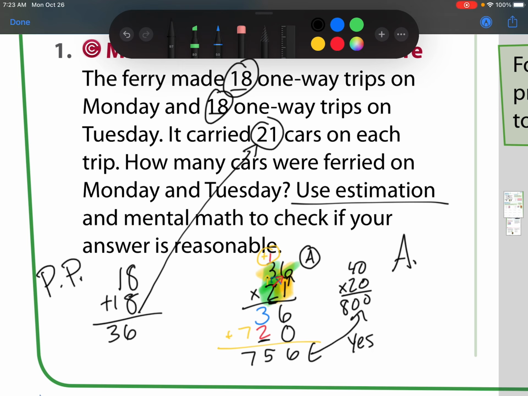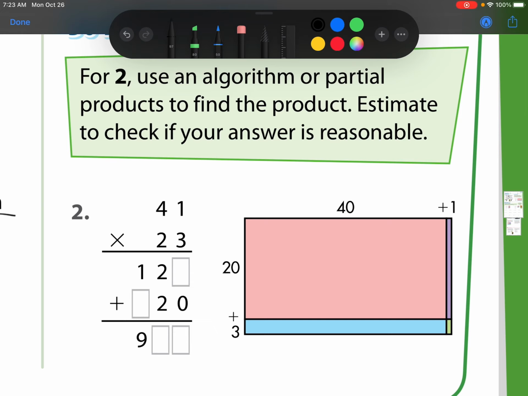Let's go on to number 2 now. Use an algorithm or partial products to find the answer. Estimate to check if your answer is reasonable. Well, what do I have here? Remember, I'm going to multiply this one, or this one's place value, by everything up top. So 1 times 3 is 3. And then 3 times 4 is 12, but they already wrote that for me.